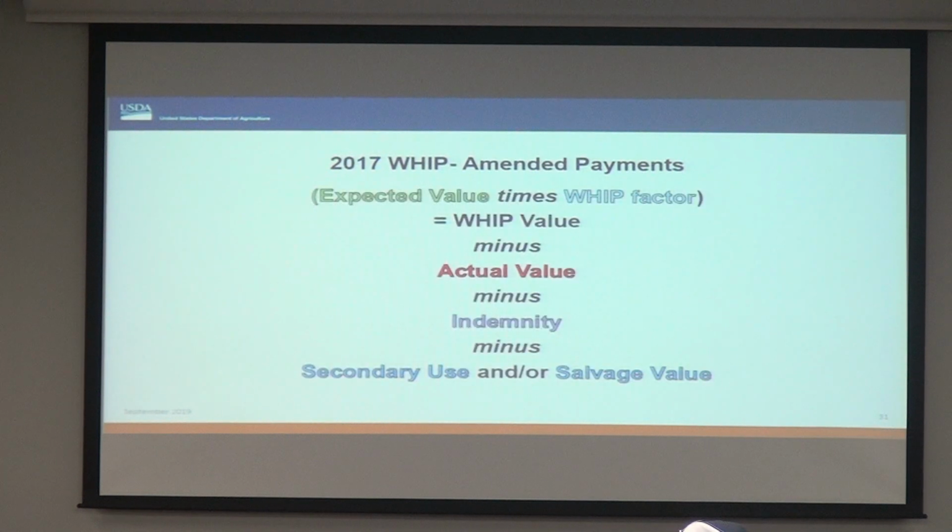The WIP formula, this is just the basic formula. There are a few other things that go into this, but the basic formula is the expected value, pretty much your yield times acres, then multiply by the WIP factor, and I'll show you the WIP factors on the next slide. That equals your WIP value. Then you're going to subtract any actual production that was made minus any indemnity payments, whether they be from RMA crop insurance or from FSA, from our non-insured crop disaster program, our NAP program. And then also any salvage value would be subtracted from the gross payment.